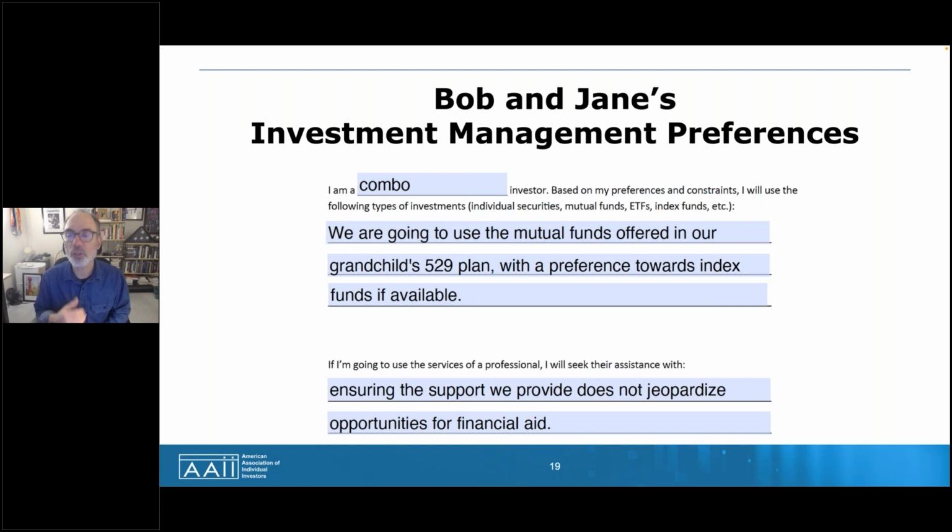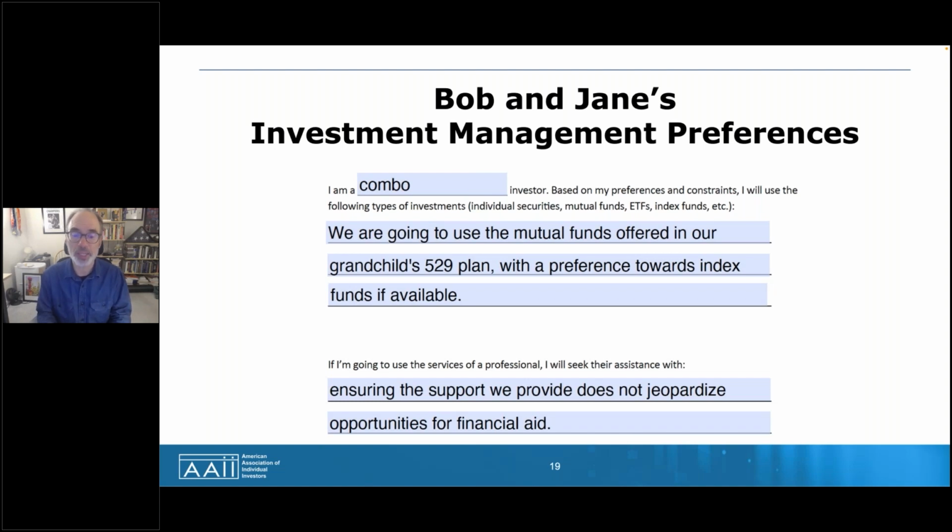So when Bob and Jane actually write down what their preferences are, in this case, they describe themselves as a combo investor because they do have some investments that are not targeted towards a grandchild, where they like to invest in individual stocks. We can say Bob likes to roll up his sleeves and be that stock picker. But in this case, because their goal is funding their grandchild's college education and because they're using a 529 plan, they're going to say, you know what, we want index funds if they're available in that plan. But if it's not available, then they'll go for the lowest cost option available.